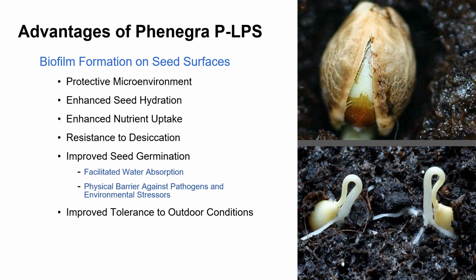The result is improved seed germination, facilitated water absorption, physical barriers against things that you can't see, pathogens you can't see. And then environmental stressors, yes, we can feel those. We can even measure them. But oftentimes we're so busy, we don't even know it's happening and it's too late. So better tolerance of that is crucial. Better tolerance of your ecosystem, because your ecosystem is no longer as reliable when it's outdoors.